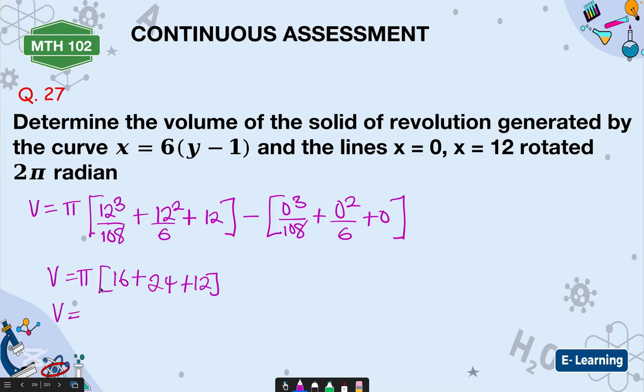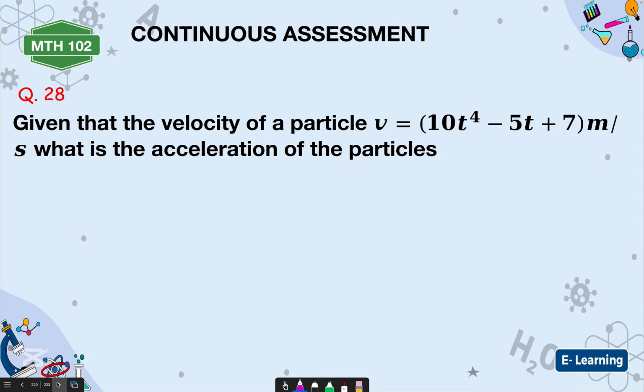So v will be equal to, add these two together, it will give us 52 pi units. And that is the answer to that question. It's kind of very cheap, right? It's a very simple question. Let us see the next one.